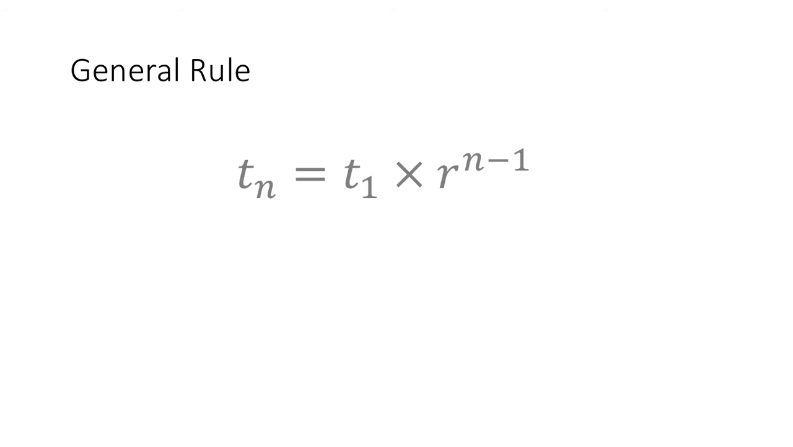So the general rule for a geometric sequence is Tn is equal to T1 times r to the power of n minus 1. So Tn is the term that we are looking for, so it could be any term within the sequence. And then T1 is the first term, and r is going to be the common ratio. And then n is the term number that we are looking for.